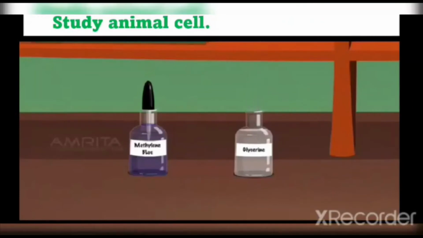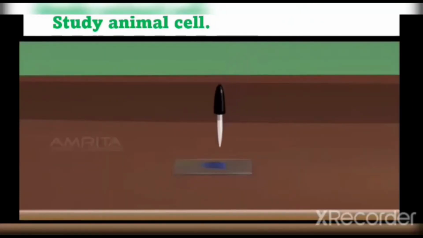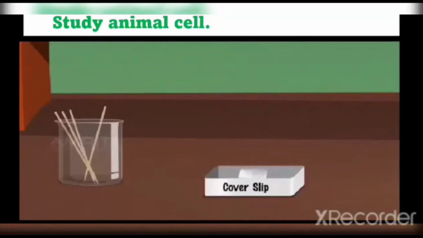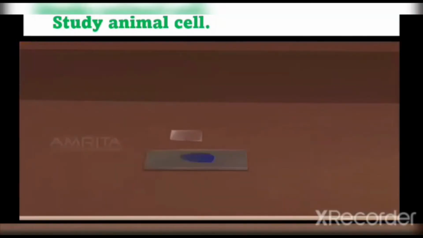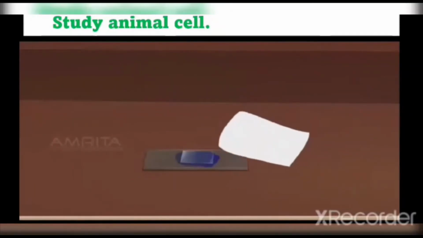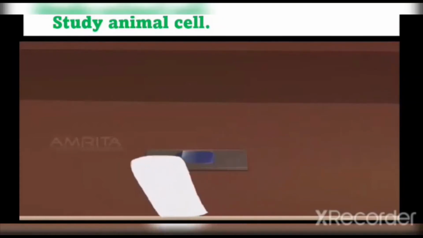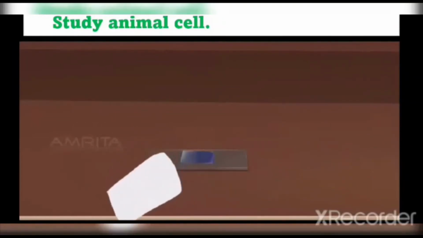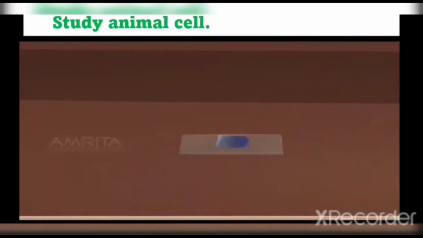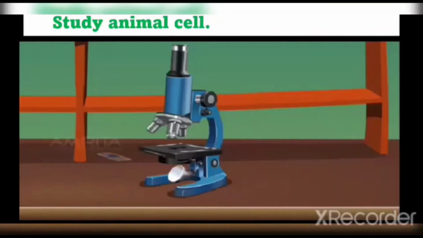Take glycerine using a dropper and add a few drops of glycerine to the mixture. Take a clean cover slip and lower it carefully onto the mixture using a needle. Using a brush and needle, press the cover slip gently to spread the epithelial cells. Remove extra liquid around the cover slip using a blotting paper. View the slide under the compound microscope.